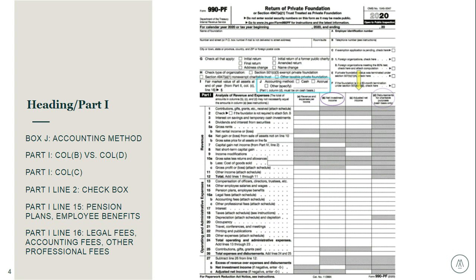Part I, line 2. This is another area that's commonly missed, but it should be completed either by attaching Schedule B or checking the box to certify the organization is not required to complete Schedule B.